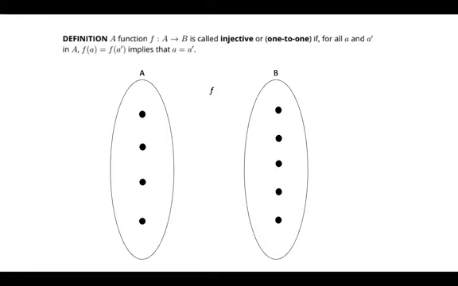The next definition is if a function f from A to B is called injective, or one-to-one, if for all a and a prime in A, f of a equals f of a prime implies that a is equal to a prime. So let's look at an example of this one.